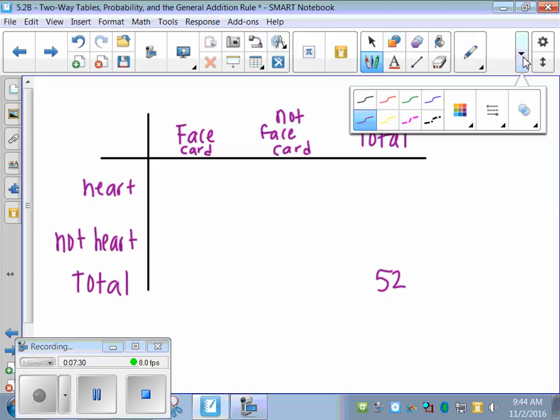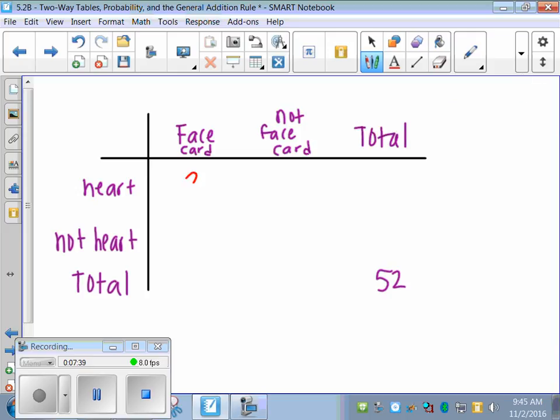So they told us that there was 3. Okay, we know there are 3 face cards that are hearts. There's a Jack, a Queen, and a King. So there are 3 face cards that are hearts. We also should just know how many total hearts are in the deck, right? There's 4 suits, so 52 divided by 4 means there's 13 cards that are hearts. So now we can fill in the not face card by just subtracting. So there are 10 not face cards, okay?